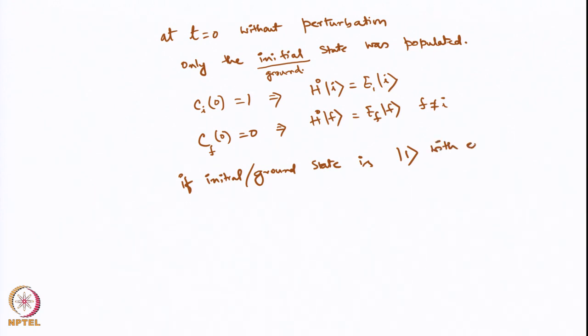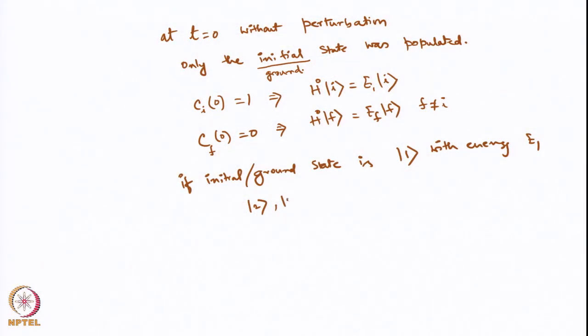With energy E1, as in the case of a harmonic oscillator, the zero state is populated; as in the case of a particle in a box, only the n equals 1 state is populated. Anything other than 1, that means states 2, 3, 4, etc., are not populated. So that is the scenario without the perturbation.